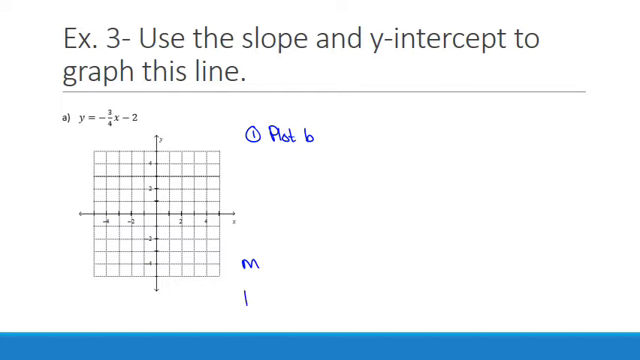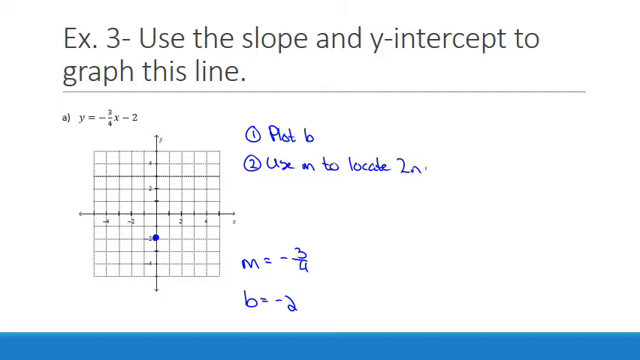I guess I should highlight what my m and my b are. My m, my slope, is -3/4, and my y-intercept is -2. So the first thing I'm going to do is plot that y-intercept right there. Second thing I'm going to do is use slope to locate your second point.